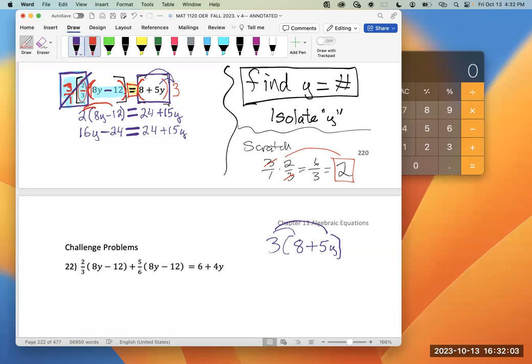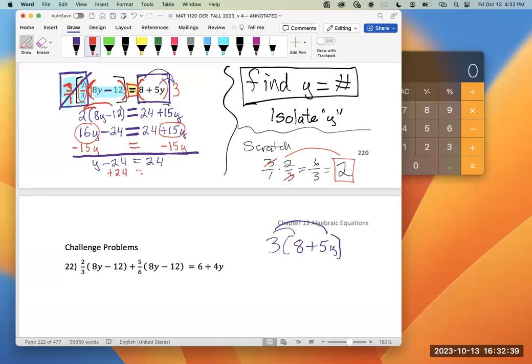You can add, subtract, multiply, and divide whatever you want, so long as you do the same thing to both sides. I want to get all of my y's on the same side. I have 16 on one side, 15 on the other. Personally, I prefer a positive number, so I chose to subtract 15y from both sides. I'm now left with 1y on the left, minus 24, which is the same thing as 24. 0 is not the correct answer.